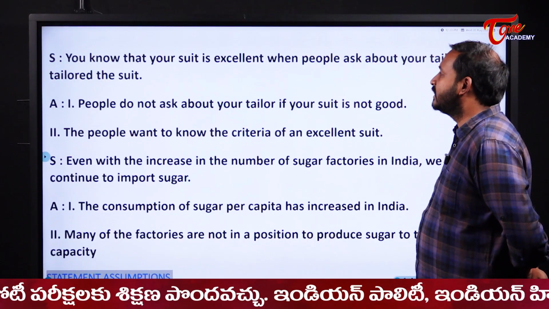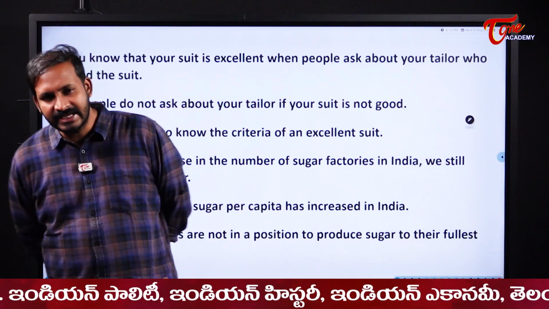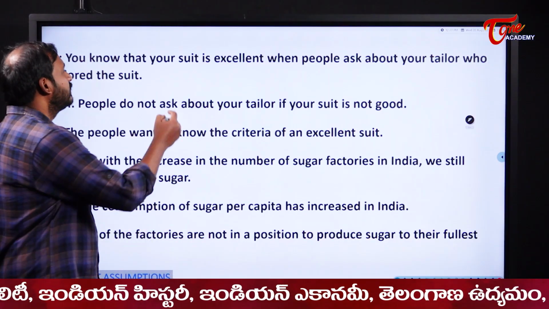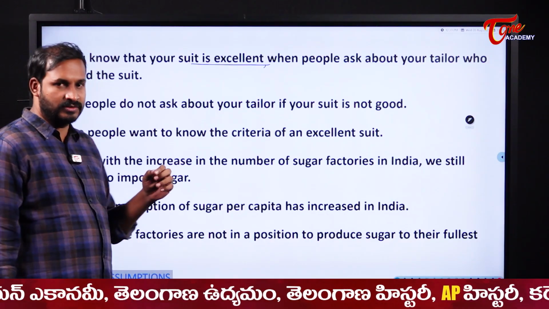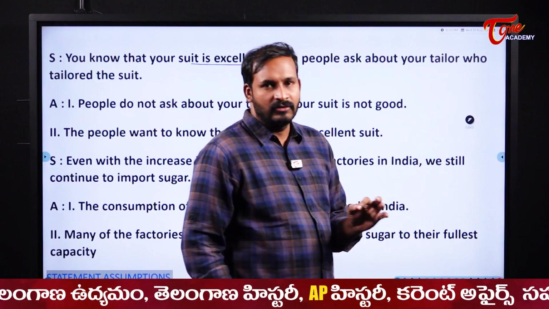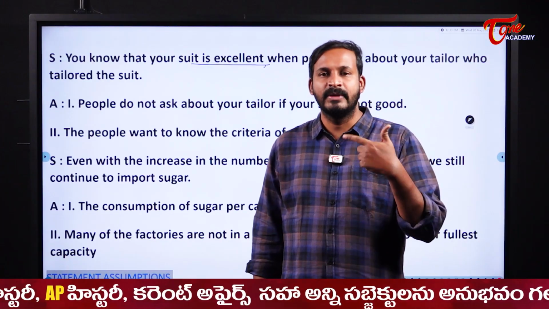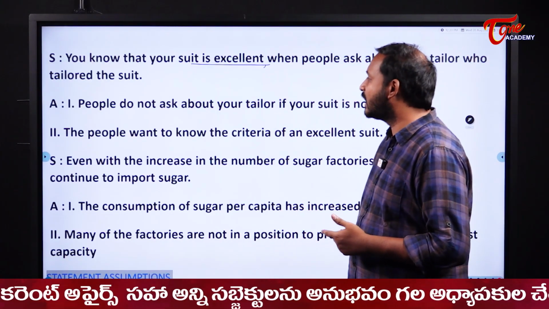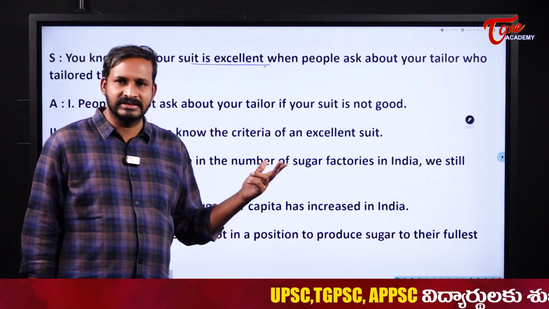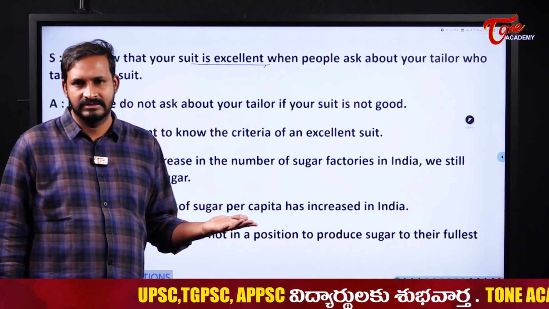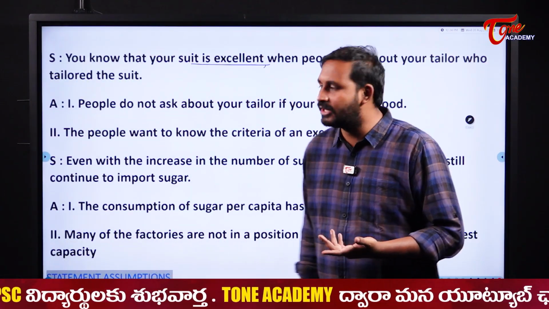Next one. "You know that your suit is excellent when people ask about your tailor who tailored the suit." So this is like a statement or condition. You should think of it in the positive manner only. Yes, the suit was really good. We can consider that, and that is the reason people are asking about the suit. Next one. "People do not ask about your tailor if your suit is not good." They don't mention that here, right? See, if it is not good also, they may ask us. They may not ask us. But "people do not ask" means it is completely wrong. It is not at all implicit for us.